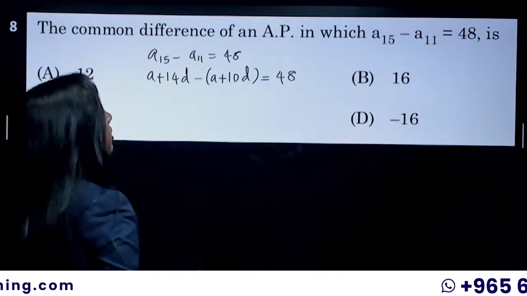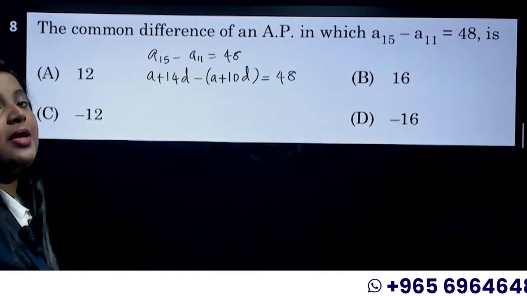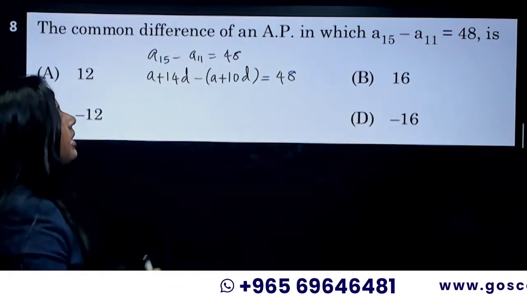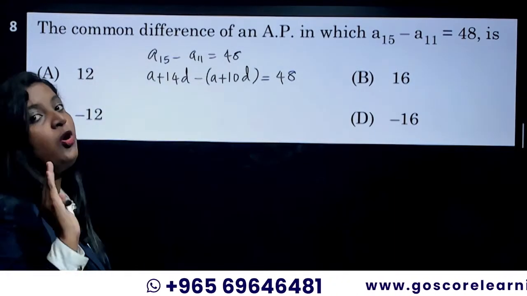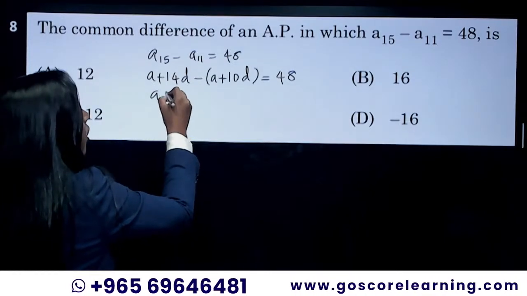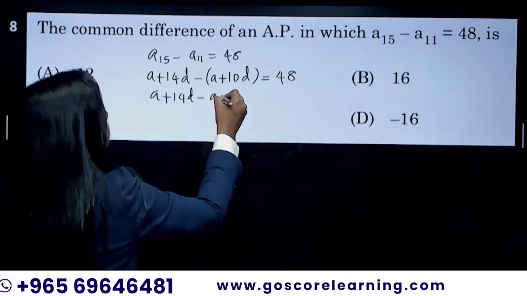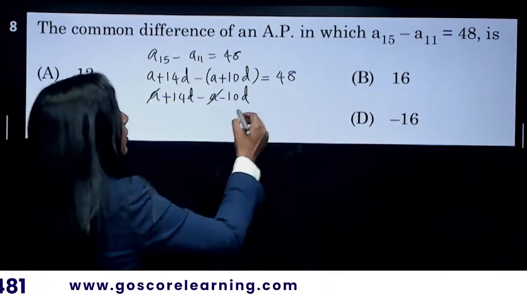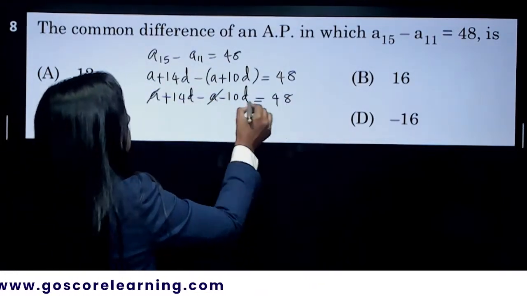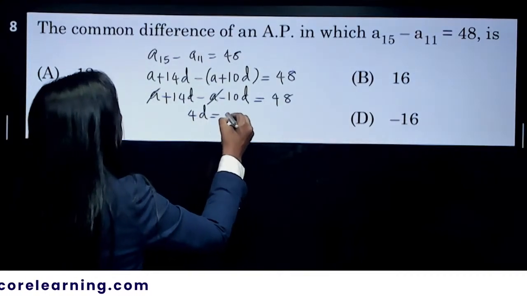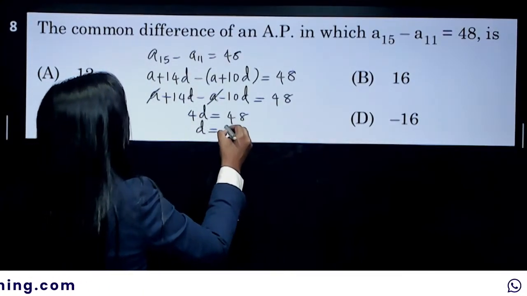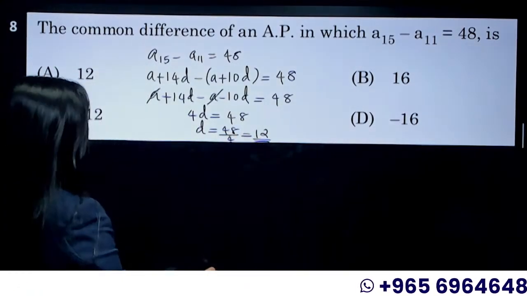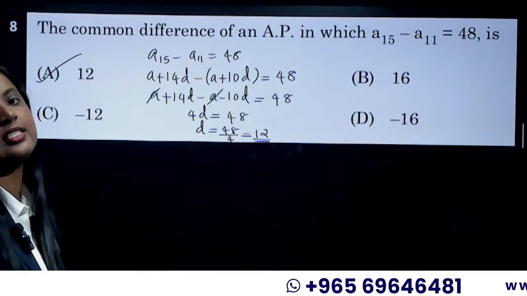And the common mistake that you guys are making here is you will forget to put this bracket, okay? And it will be like minus A plus 10D, okay? Don't make such mistakes. This whole thing is inside the bracket, and when you open the bracket, this 10D is going to be negative. Okay, this is equal to 48. 14 minus 10 is 4. So 4D is equal to 48. D is equal to 48 by 4, which is going to be 12. So which is the correct answer? Option A, 12 is the correct answer.